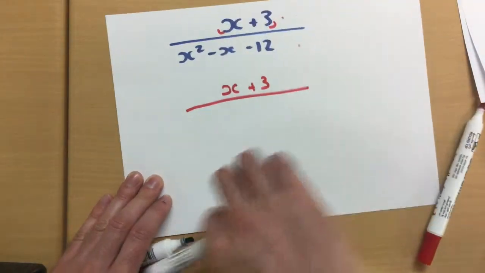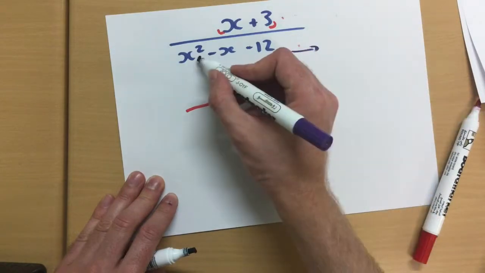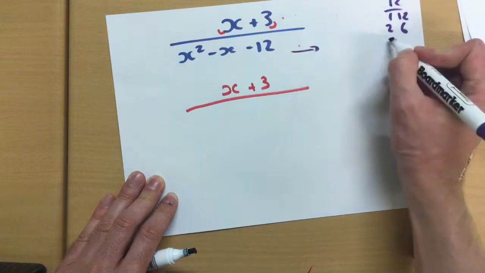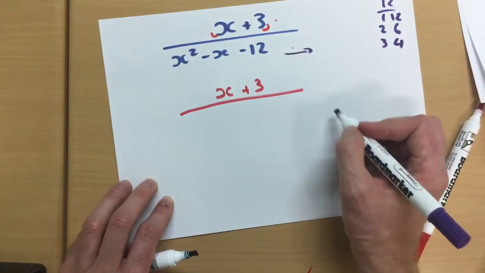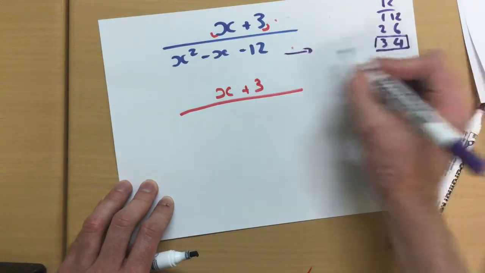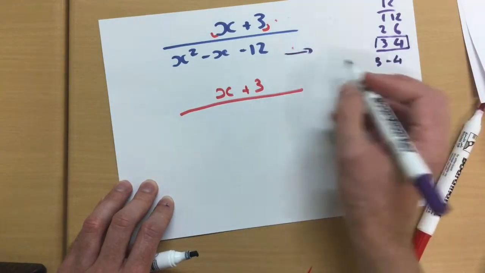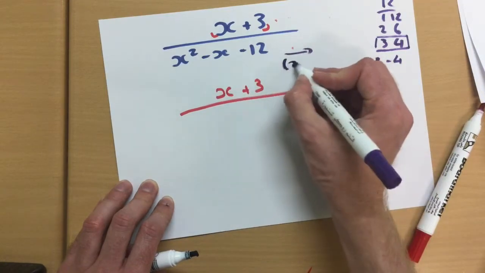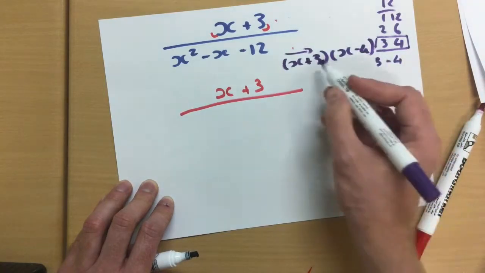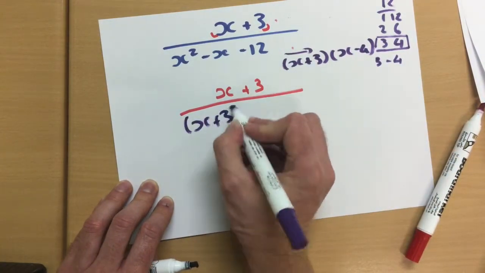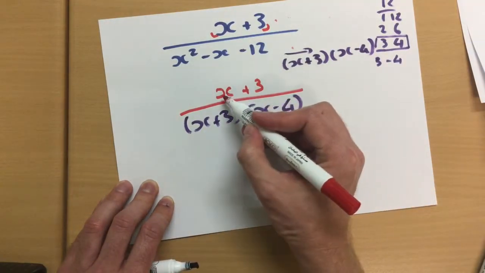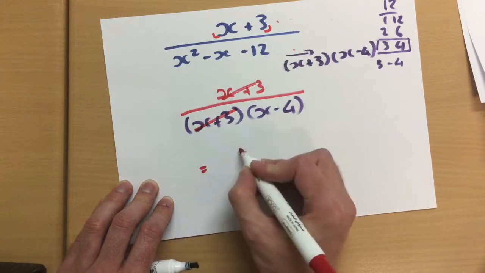But just to factorise, this becomes factors of 12 are 1, 12, 2, 6, 3, 4. Now to make minus 1, I want to use these two numbers here, and I'm going to do 3 take away 4. So this factorises to x plus 3, x subtract 4. On the bottom, x plus 3, x subtract 4, and that cancels. We just need to do 1 over x subtract 4.